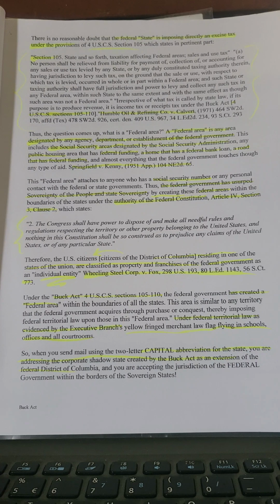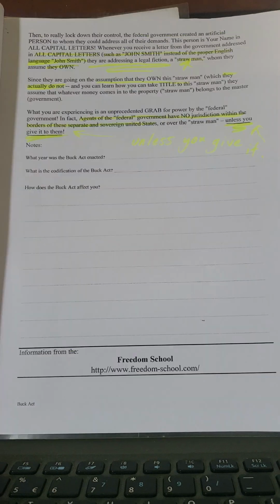So when you see mail using a 2-letter capital abbreviation for the state, you are addressing the corporate shadow state created by the Buck Act as an extension of the federal District of Columbia, and you are accepting the jurisdiction of the federal government within the borders of the sovereign state.